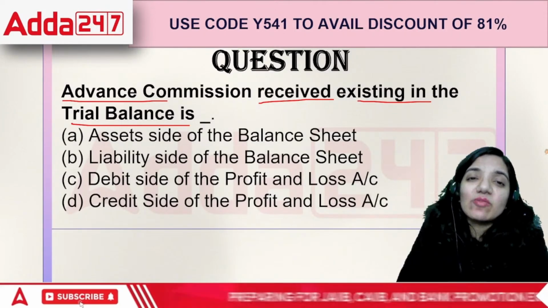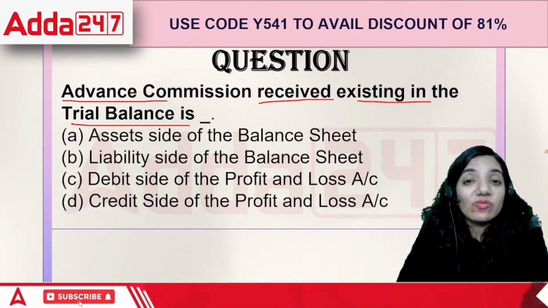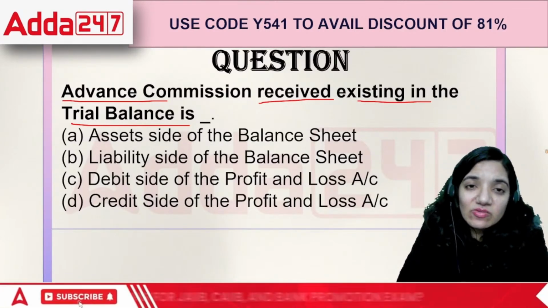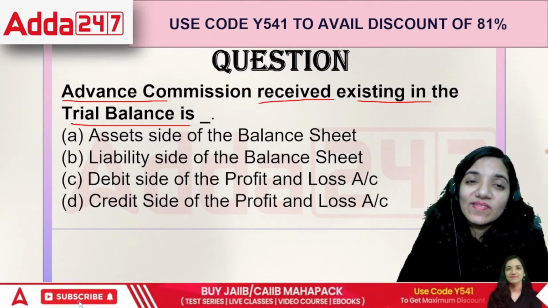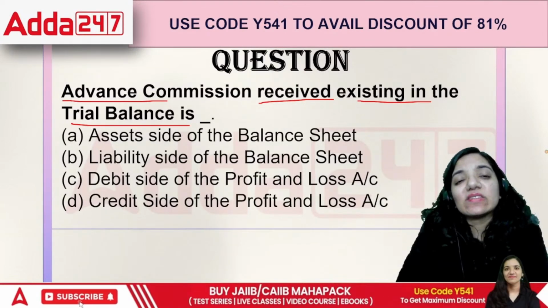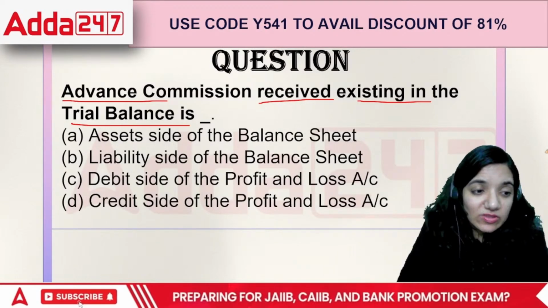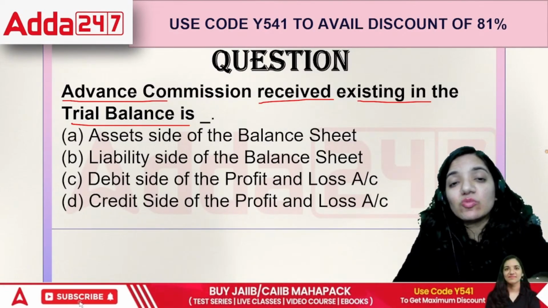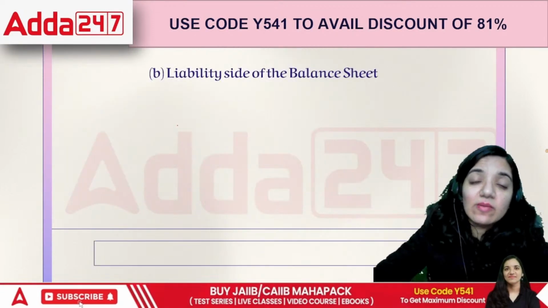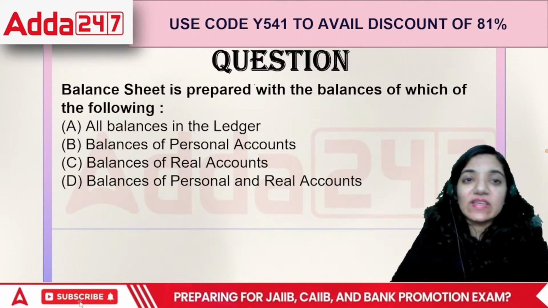Whenever we have any advance commission received, I've received that money in advance. So whenever I receive something in advance, it would be treated in the area of liability side of the balance sheet because I've received in advance. That means I'm bound to serve that particular person in terms of the thing for which they have paid the commission. So this means it would be treated as a liability because I owe to them, right? Then comes the next point.